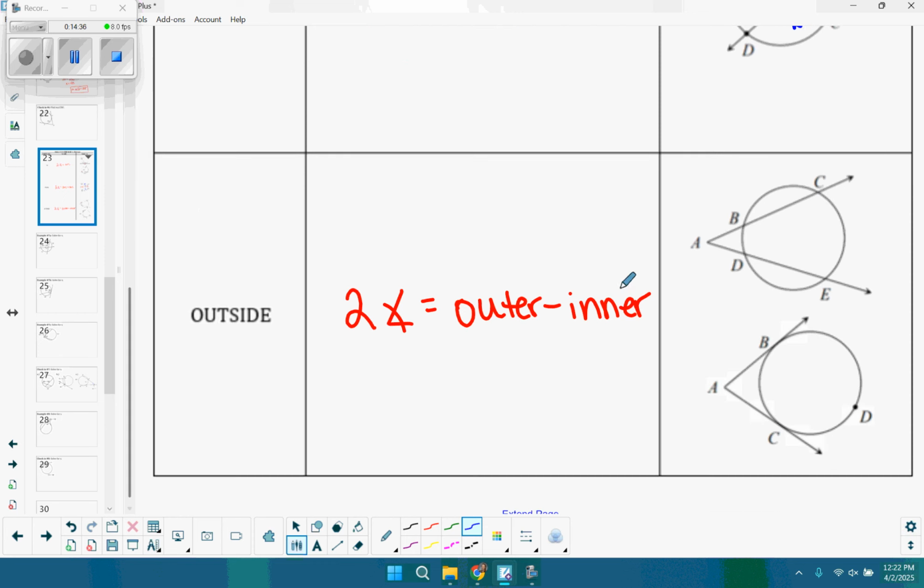And for outside, when the vertex happens outside of the circle, it's going to be 2 times the angle is equal to the outer arc minus the inner arc. Right? Same thing here. Inner, outer. So the next examples are just going to use algebra, but also they're going to mix them all together. So we have to figure out which formula we're going to use for each one.